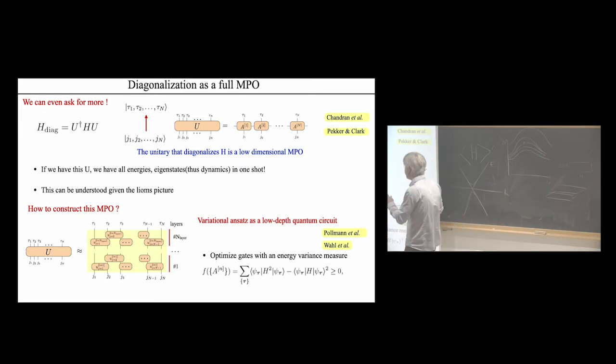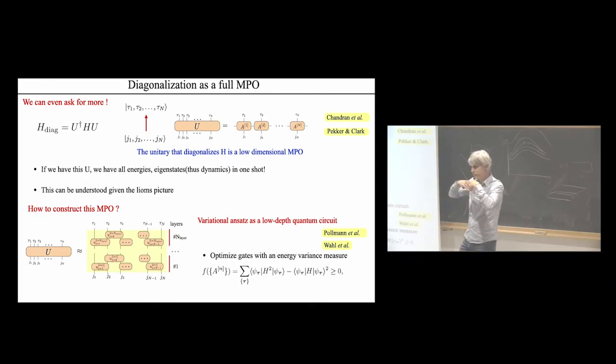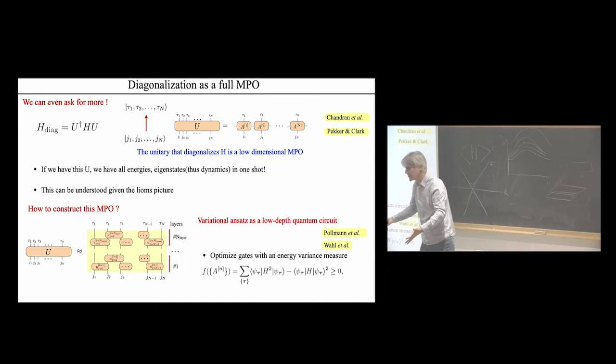I'll spare the details, but the idea is that we can find a single set of tensors which represents the full diagonalization operation. And that's just wonderful. If you think about it, never in quantum many-body physics can you do some local thing and completely diagonalize the Hamiltonian in one shot.